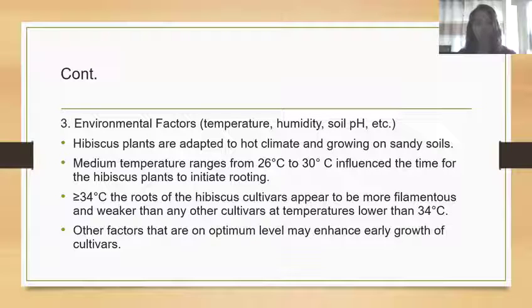Any temperature above 34 degrees Celsius, the root of the hibiscus cultivar will become more filamentous and weaker. Other factors that are on optimum level, such as humidity, soil pH, and others, may enhance the early growth of cultivars.